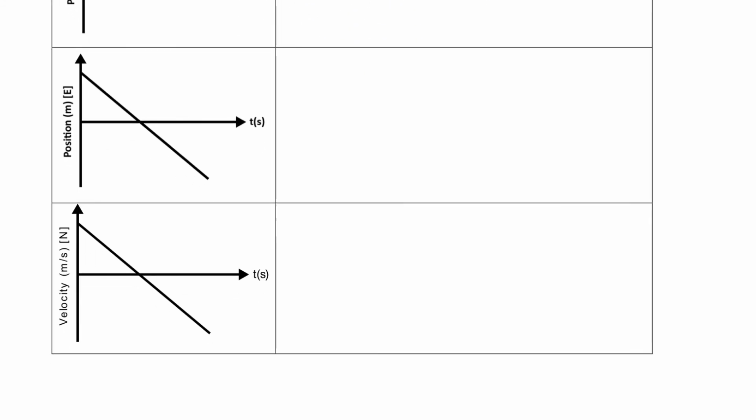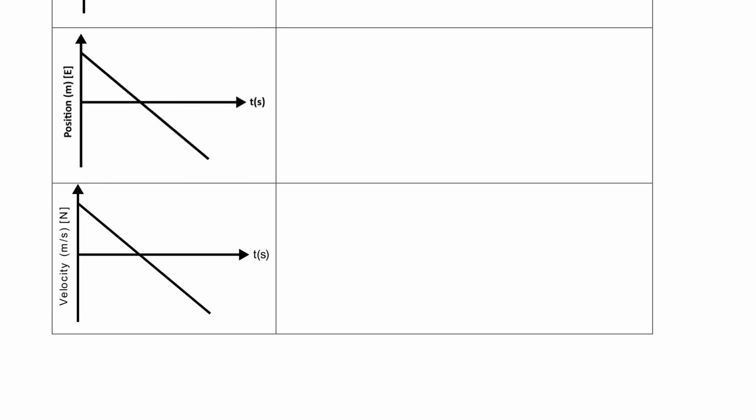Okay, we're going to look at our last two graphs for today. The first one, again, is a position time graph. This time, we are not starting at the reference point. So at time 0, we are east of our reference point. So start from east of reference point.